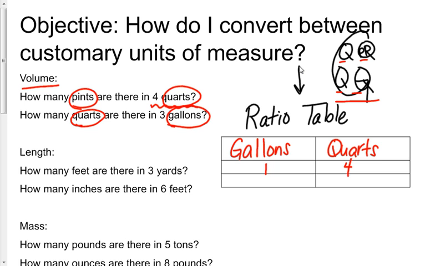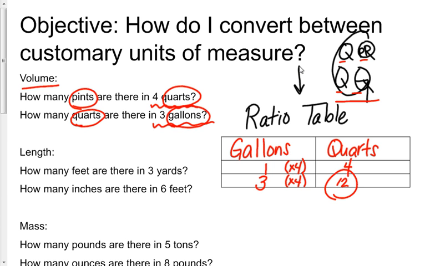And now I want to create a pattern here. So how did I get from 1 to 4? So I know that I multiplied by 4, and that's going to be my pattern. So I can already write that underneath so I can follow that pattern. And 1 times 4 is 4, and I can do that with the information that I was given. I have 3 gallons. So I'm going to put 3 under gallons. 3 times 4 is 12 quarts. And I have my answer.